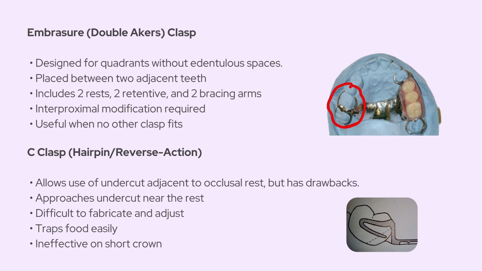Then there's the C clasp, sometimes called a hairpin or reverse action clasp. This one lets us use an undercut that's right next to the occlusal rest. It sounds helpful, and in theory it is, but honestly, it's not that popular. It's hard to make, even harder to adjust, and it kind of traps food more than we'd like. And if the crown of the tooth is short, there's just not enough room to create a flexible arm. So the whole point kind of falls apart.